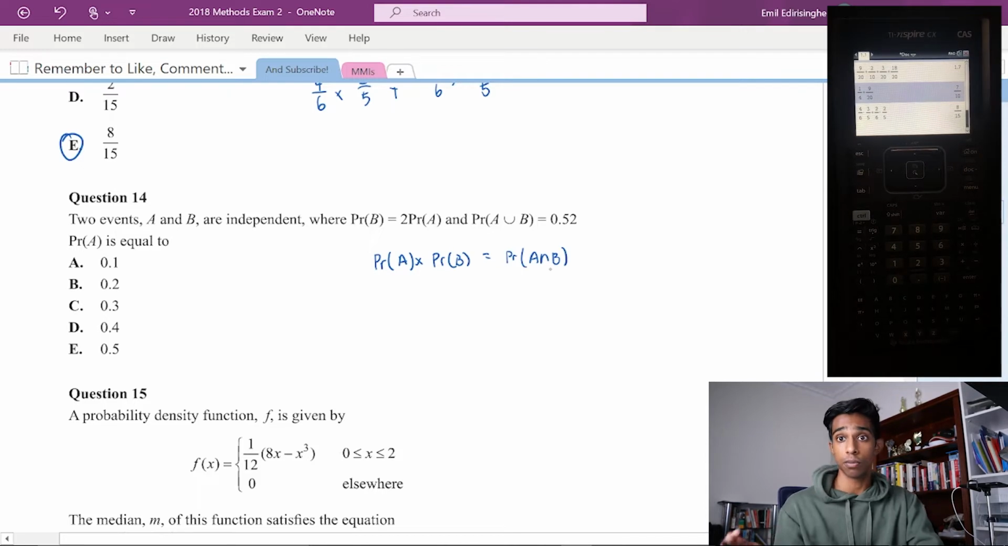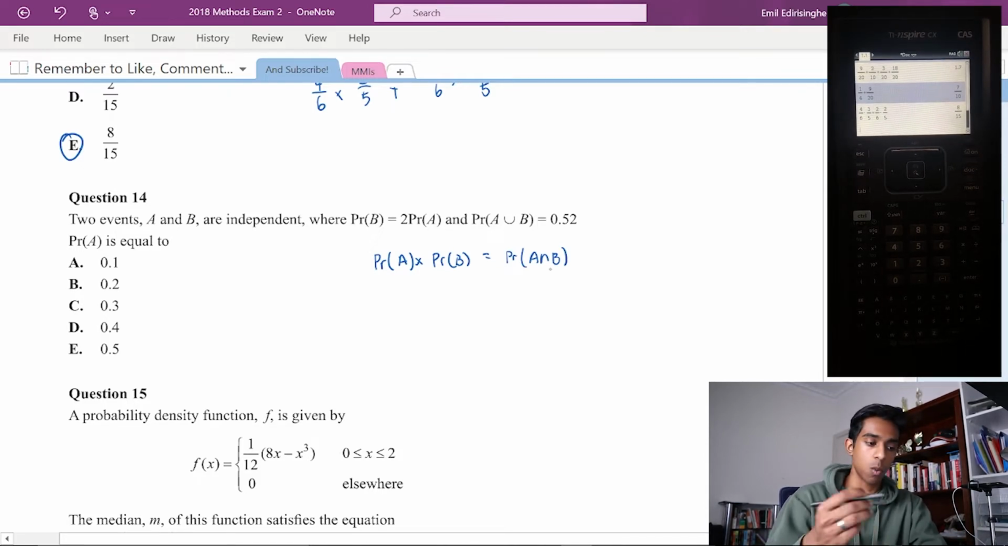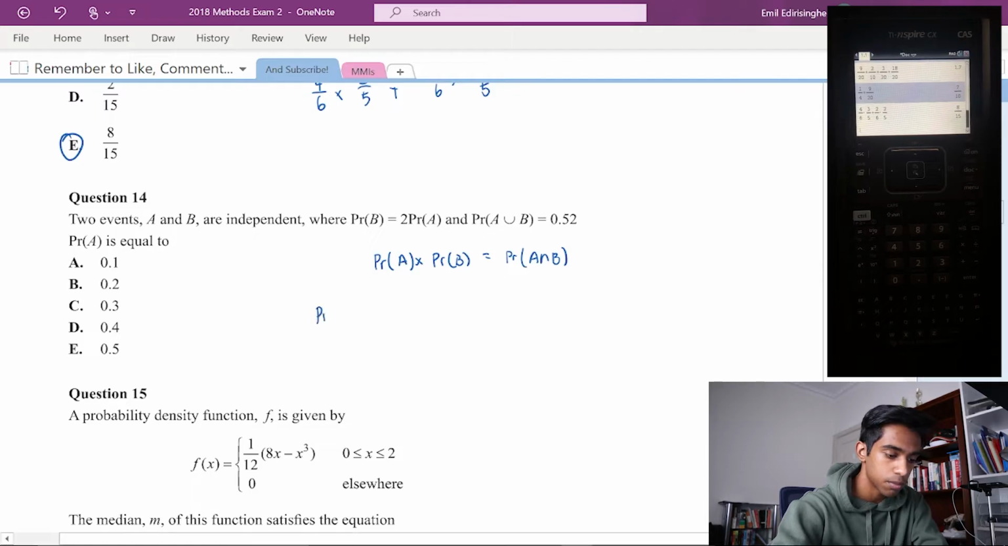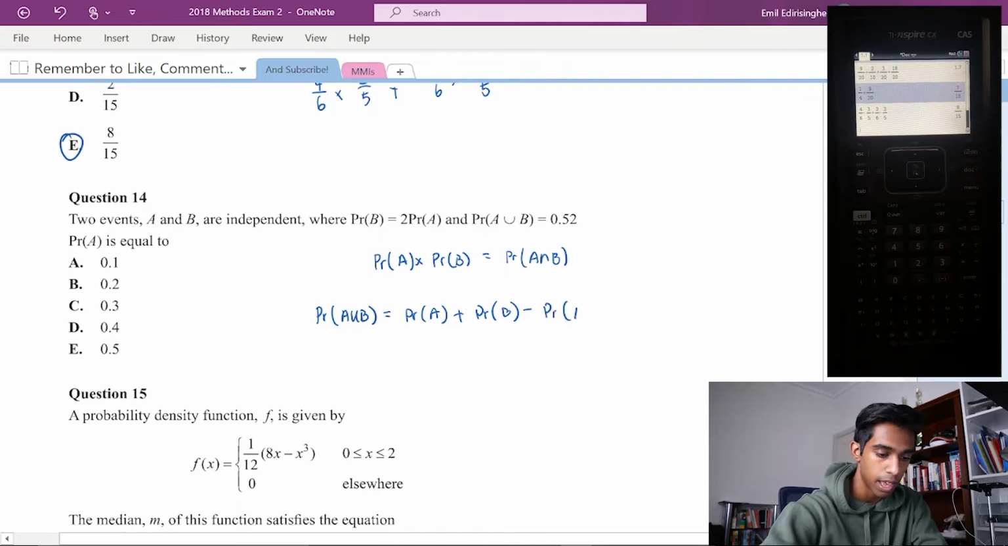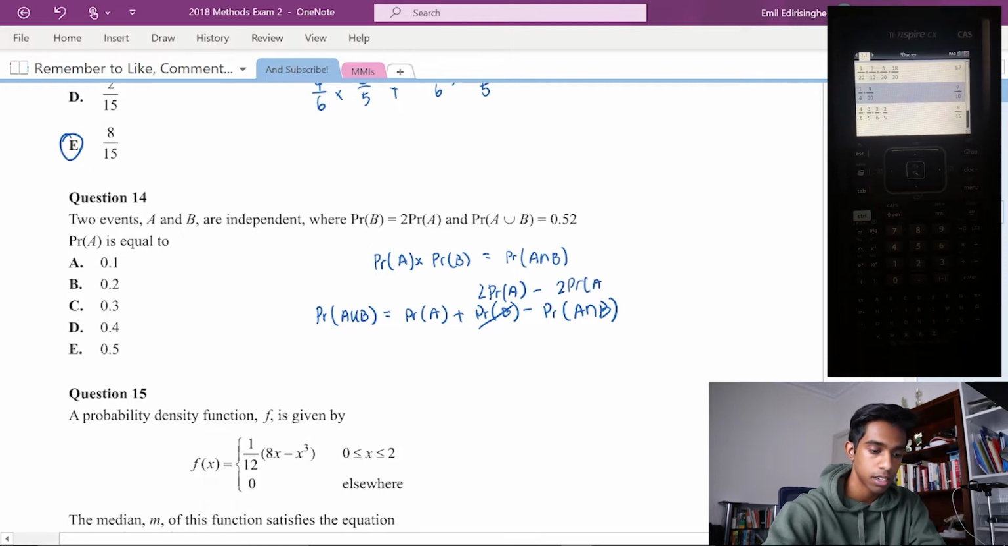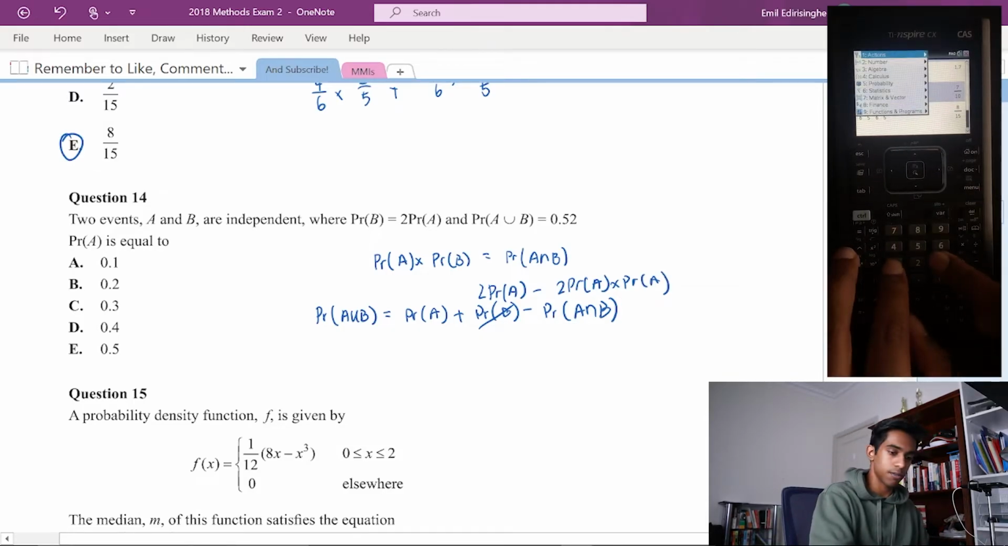So here we can use the total probability equation to find out what probability of A is, because probability of A union B is going to be probability of A plus probability of B minus the probability of A and B. And here we know what probability of B is in terms of probability of A, so we can change this to plus 2A minus 2 times probability of A times probability of A. And then I'll just put this into my CAS in a solve function.